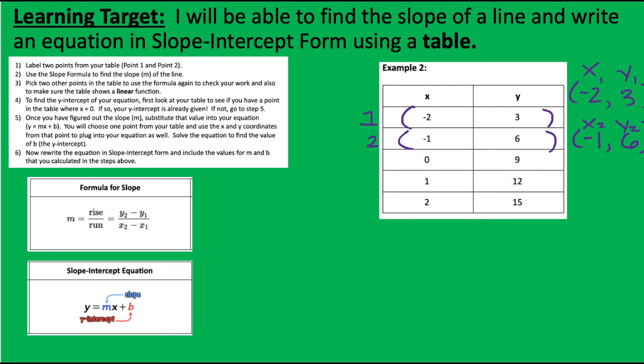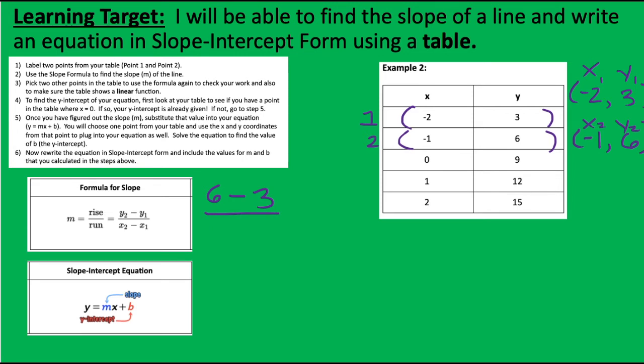The next step says to use the slope formula to find the slope of the line. So I've written that here again. Y sub 2 minus y sub 1 is the numerator of the slope, and the denominator would be x sub 2 minus x sub 1. So if I look at those 2 points that I've labeled, y sub 2 is 6, that's the y coordinate of the second point, minus y sub 1, which is the y coordinate of the first point, so 3. That's the numerator of my slope.